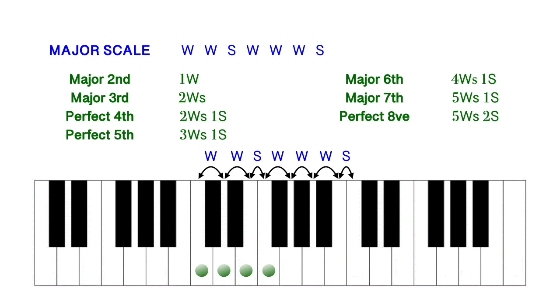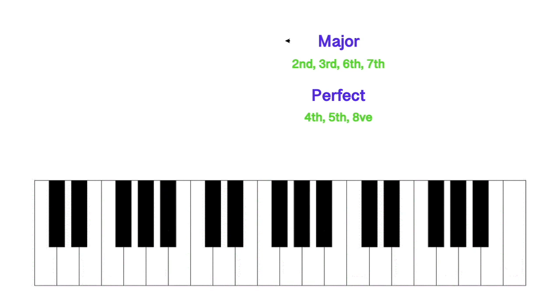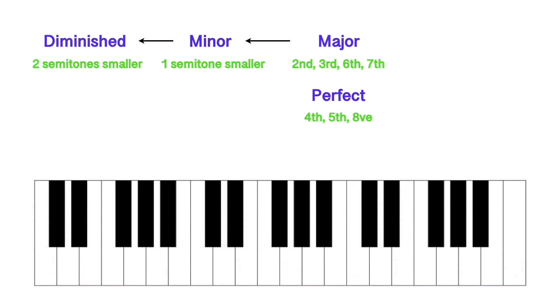Did you notice that for second, third, sixth, and seventh, we have major, while for fourth, fifth, and octave, we have perfect instead? If it is a semitone smaller than major, it is a minor. If it is 2 semitones smaller, it will become diminished. On the other hand, if it is a semitone larger than major, it becomes augmented.